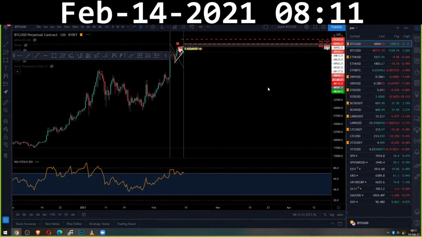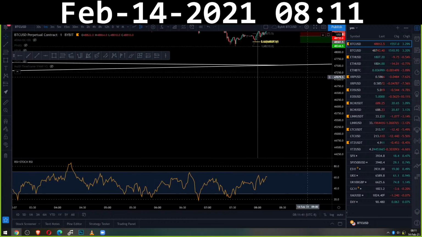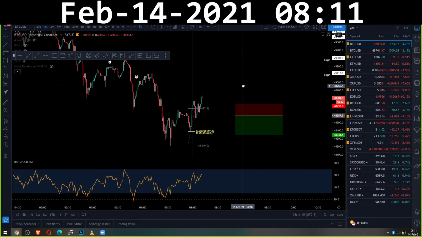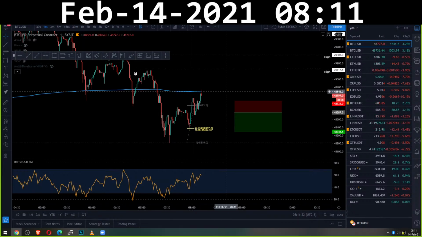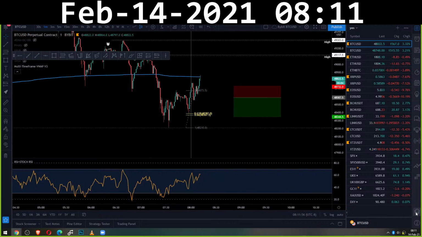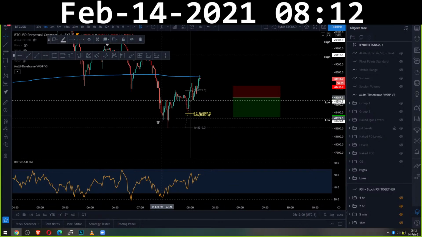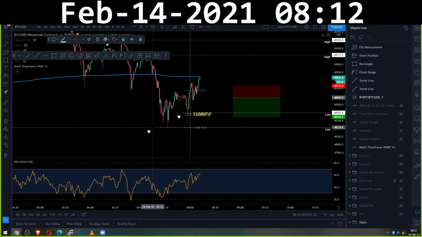Let's go check back on Bitcoin right now so I can see this. Let's do another one of these right here. So still waiting for this high to be taken. Let's take a look at this. Take these lows. Let's see this low right here. This low right here.